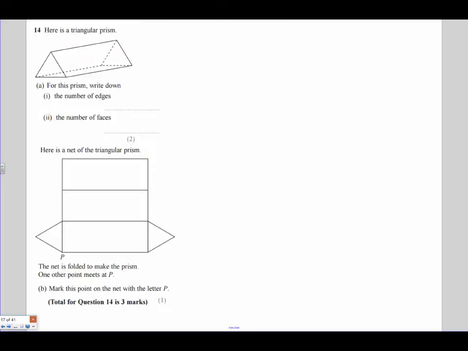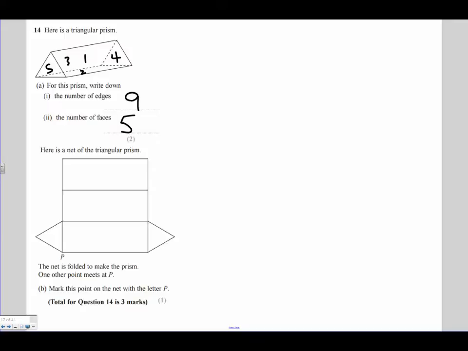Question 14. Here is a triangular prism. For this prism, write down the number of edges. Well, there's 1, 2, 3, 4, 5, 6, 7, 8, 9 edges. So we have 9 edges. How many faces? Well, there's 1, 2, 3, 4, 5 faces. So the number of faces is 5.